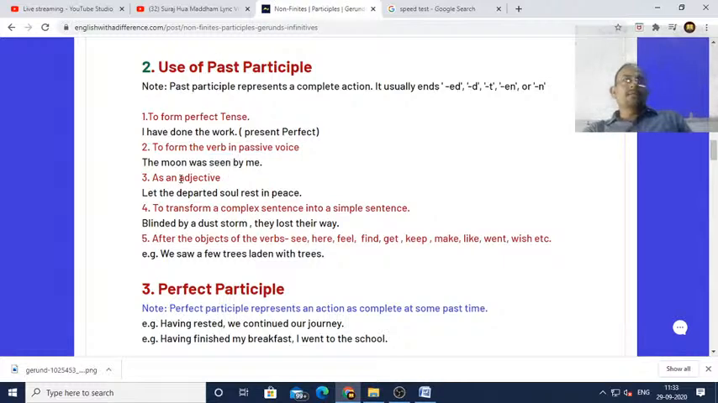Now, number 3, as an adjective: "Let the departed soul rest in peace." Departed soul. Why is it used like an adjective? Because adjectives are those words which are usually used before the noun. Here soul is the noun, and the past participle is used before the noun. Therefore here a participle is used as an adjective. Departed is the example of a past participle.